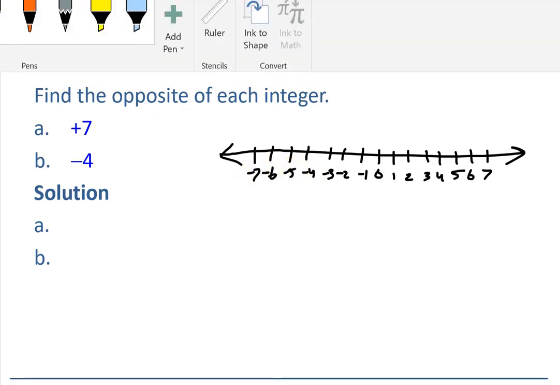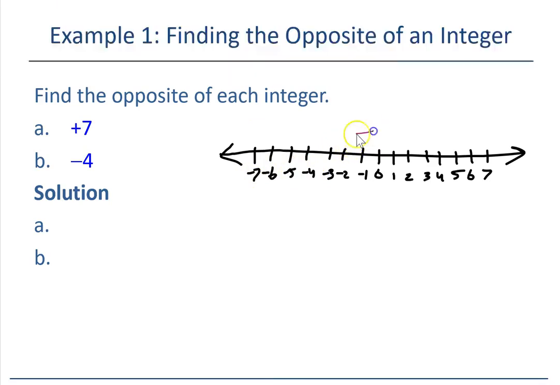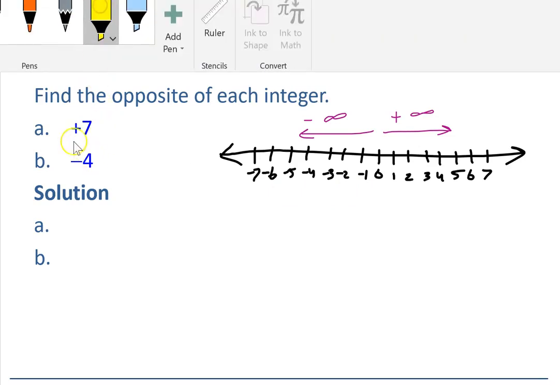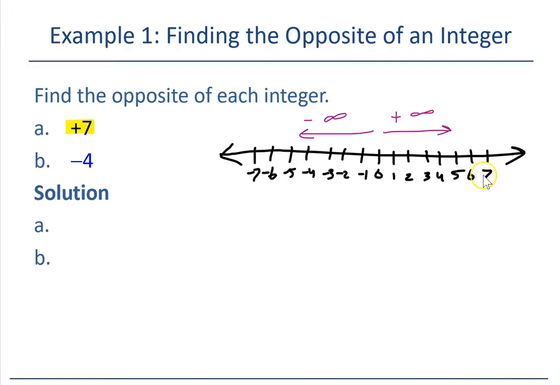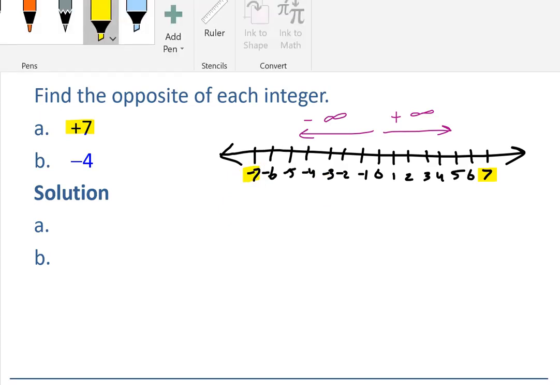So we can say that all of these going this way are going to negative infinity, and all of these going this way are going to positive infinity. Remember, that little symbol there is infinity. That just means a number that goes on forever. We can never actually equal it. So let's see here. What is the opposite of 7? Well, here is +7. What's the opposite of it? Come over here and you're going to get -7. So let's put that down.